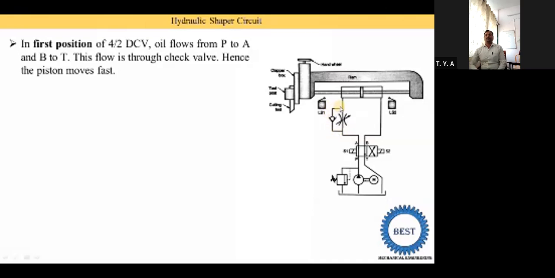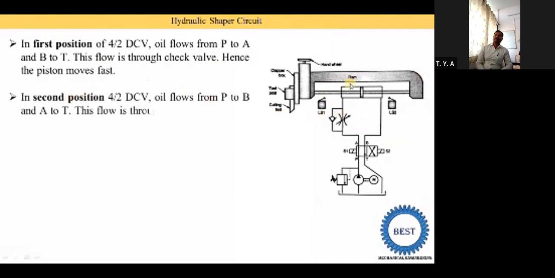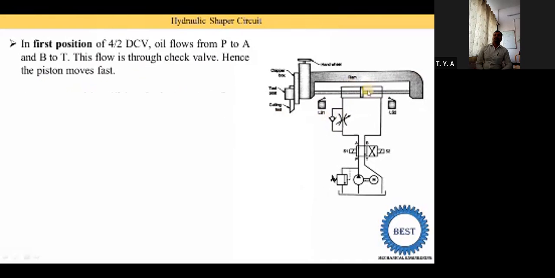From the check valve oil comes here, and then it is supplied to the double rod end type double acting cylinder, okay. Here it is written that this flow is through the check valve. Hence the piston moves at a faster rate, because we are not able to control the flow rate of the oil. When we control the flow rate, the speed is reduced. At the same time, oil present on the right side of the piston is supplied to the B port, and from the B port it is supplied to the T port.